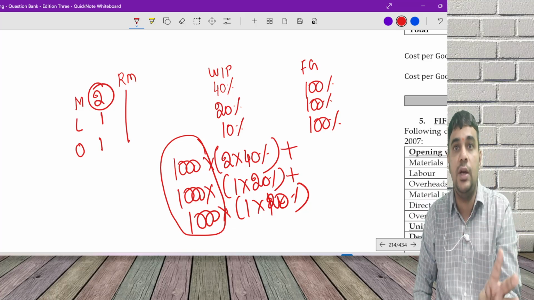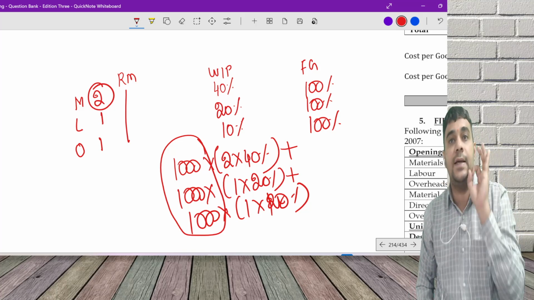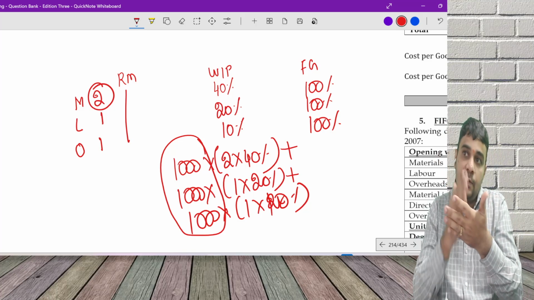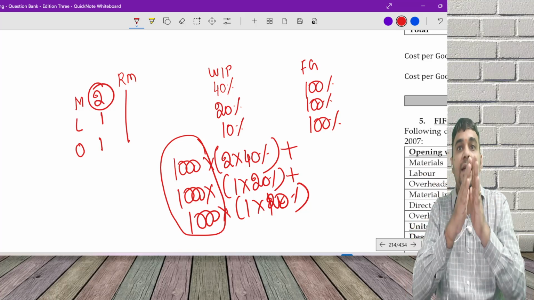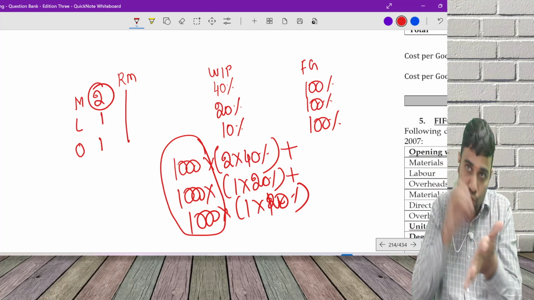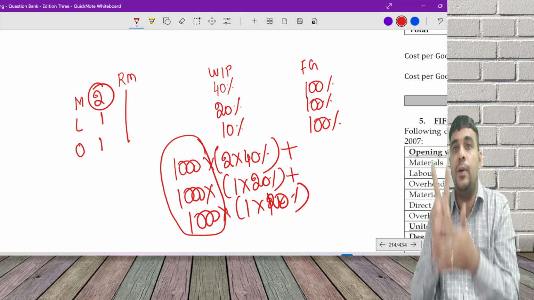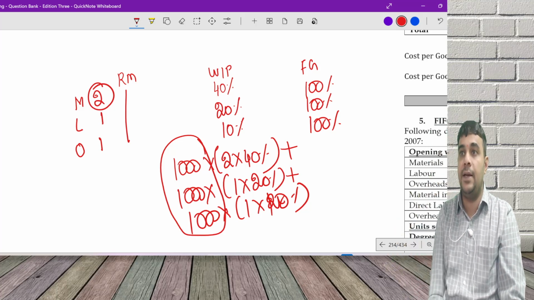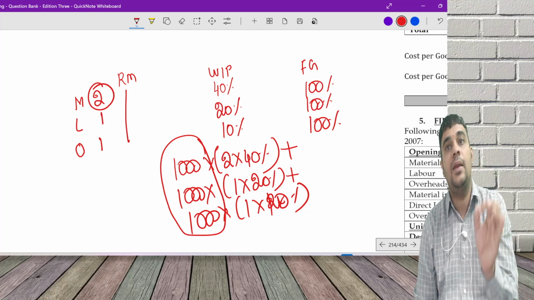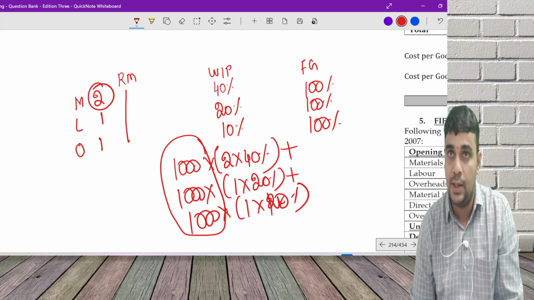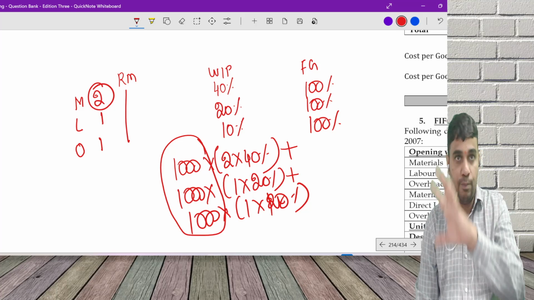How 200? 1,000 into 20%. The degree of completion is how much work has been done. If 20% work has been done on 1,000 units, which means 20% cost is incurred, you can indirectly say, instead of working on 1,000 units, I worked on 1,000 into 20%, 200 fully completed units. So the first thing we are going to do is, wherever there is work in progress, we are going to convert them into equivalent completed units, and then do the valuation. This is broadly the approach.